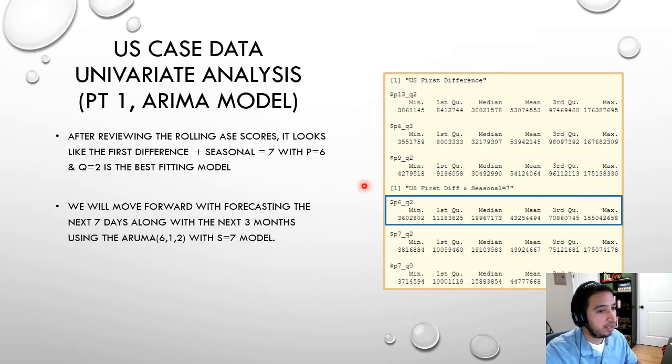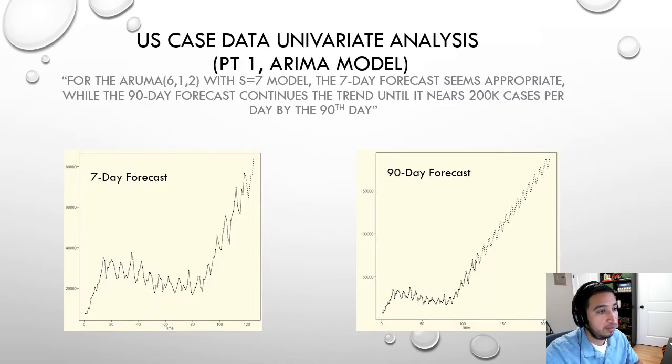So for the US case data, we also did an ARIMA model for part 1 of this analysis. We identified 2 different sets: a first difference, and then a first difference of seasonal equals 7. Doing a rolling window AIC, we identified that an ARIMA 6, 1, 2 with seasonal equals 7 looked best. And that is what we see here, and we forecasted with a 7-day forecast going all the way to around 80,000 per day, and then the 90-day forecast topping out around 200K cases per day.